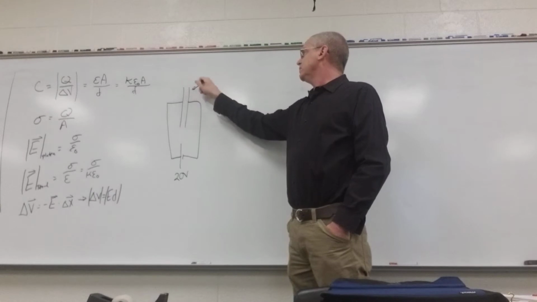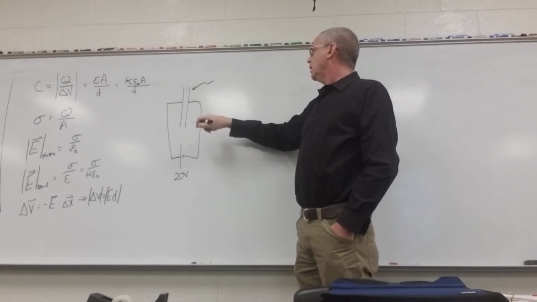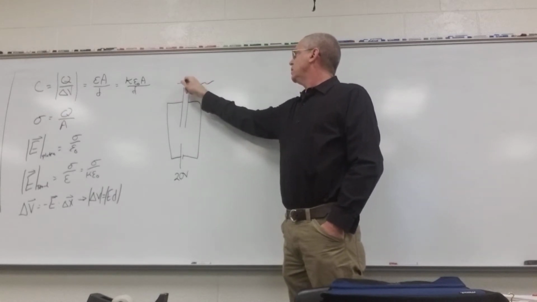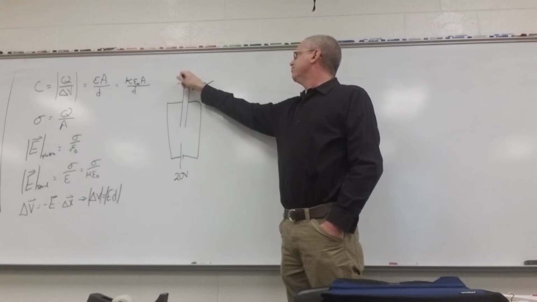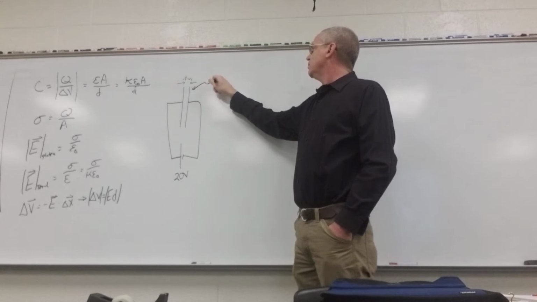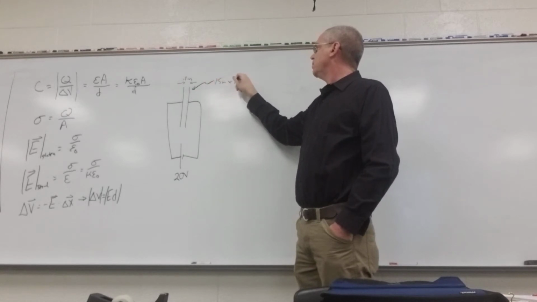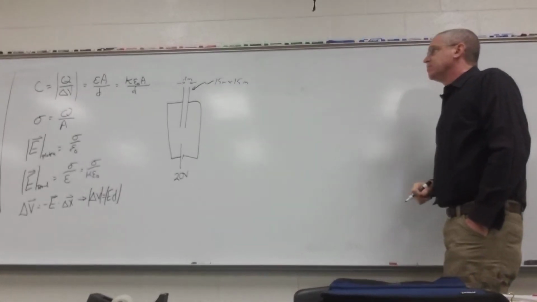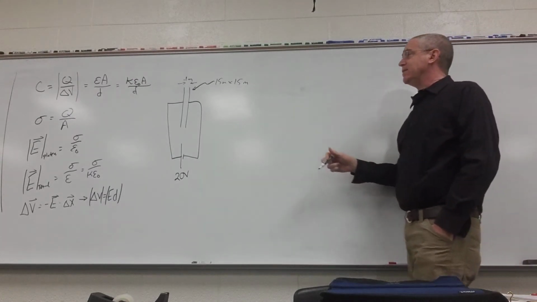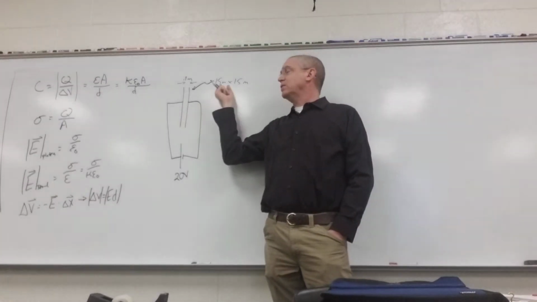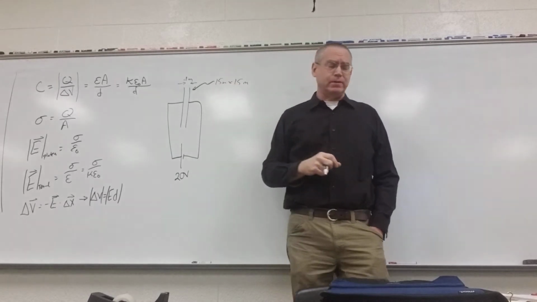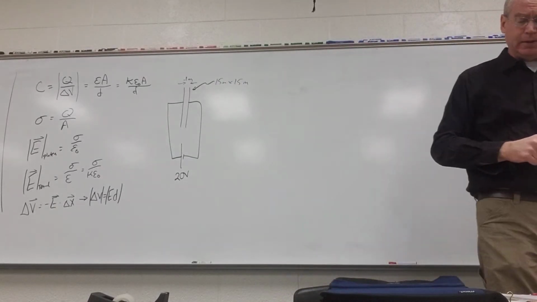I have two plates here, and let's have the distance between them be 0.1 meters, and let's make these 15 meters by 15 meter plates. The important thing here is that the distance between the plates is significantly smaller than the size of the plates, than either dimension of the plate.